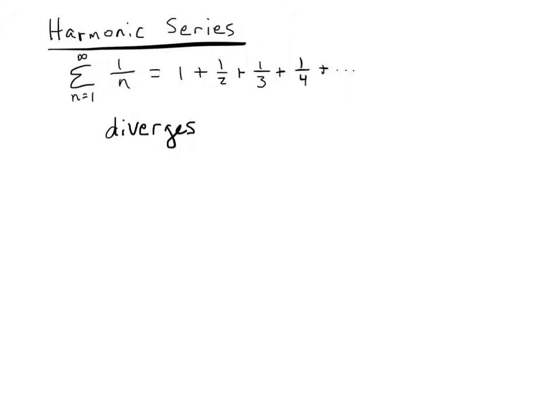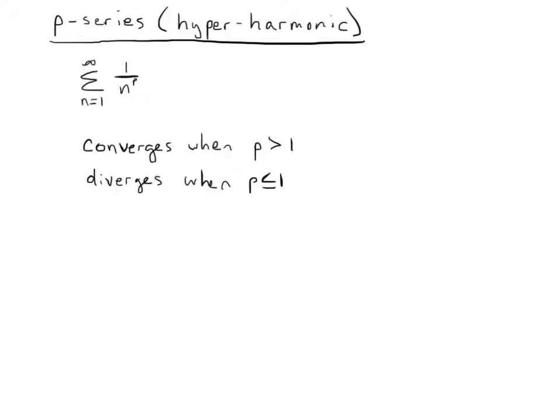Alright, and here's the reason that we talked about the harmonic series, because now we have the p-series, which is sometimes called a hyperharmonic. And a hyperharmonic wouldn't make any sense if we hadn't seen what a harmonic series looked like. So the harmonic series is just 1 over n. The p-series is 1 over n, where n is raised to the p.